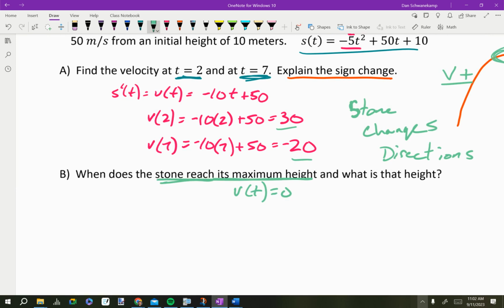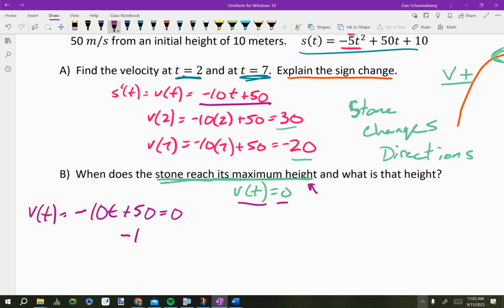So our question is, when does the stone reach its maximum height, and what is its height? If I know that velocity is 0, talk with your neighbor, solve that question. Figure out what is its maximum height and when does it happen. So we want to know when v of t is equal to 0. We're going to take v of t right here, negative 10t plus 50, and do what with it? Set it equal to 0. Good.